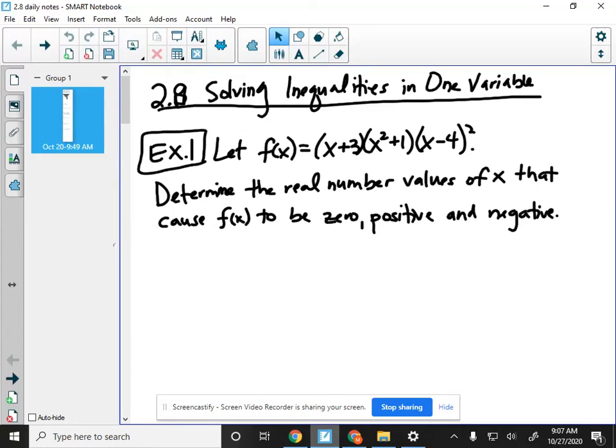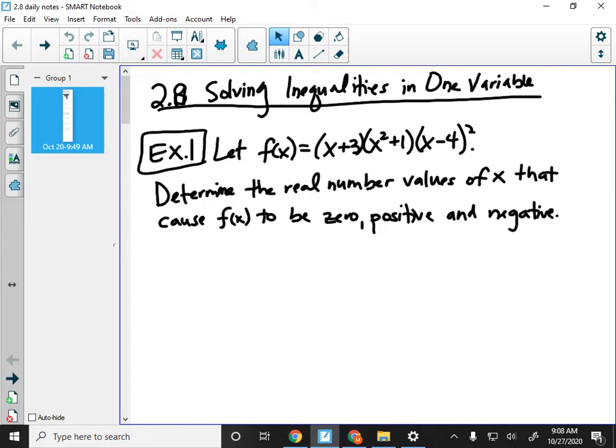Hi friends, so today we are going to be doing section 2.8, which is solving inequalities in one variable. Go ahead, take out your notebooks and we're going to take notes with this. We're going to use this new process called a sign chart. So this is something a little bit new. You've solved inequalities before, but we're going to talk about a different way we can do this.